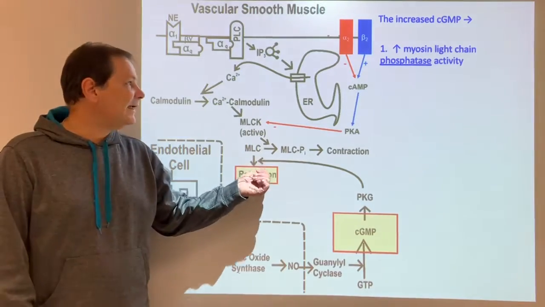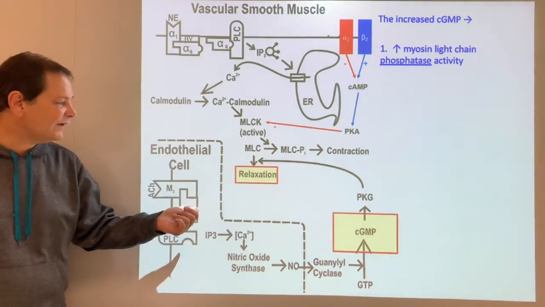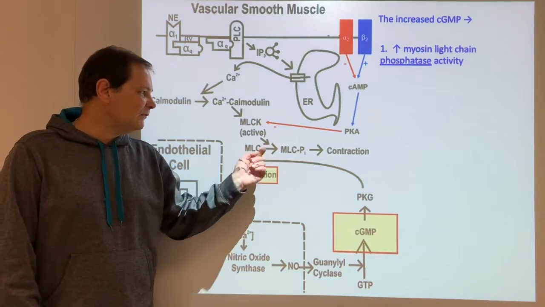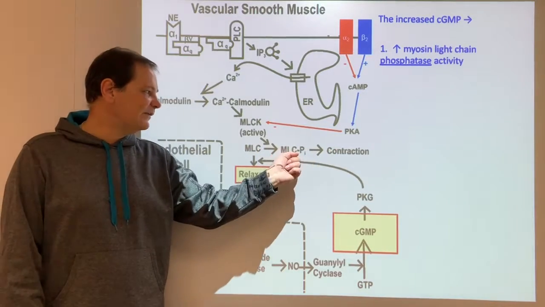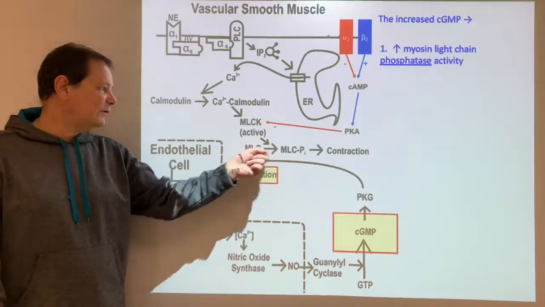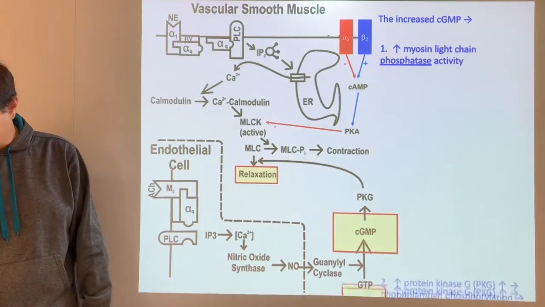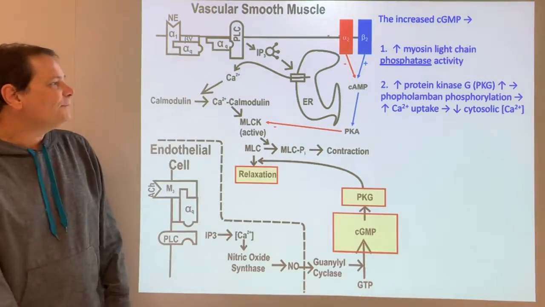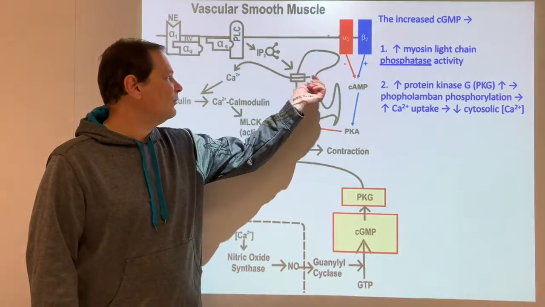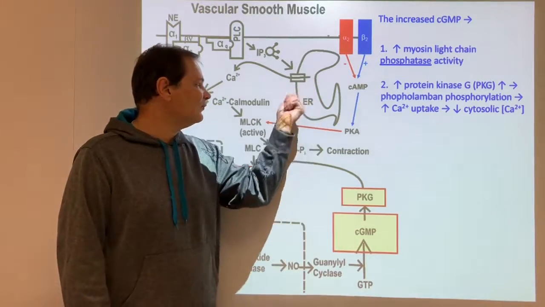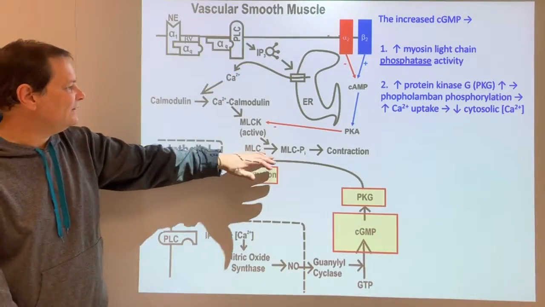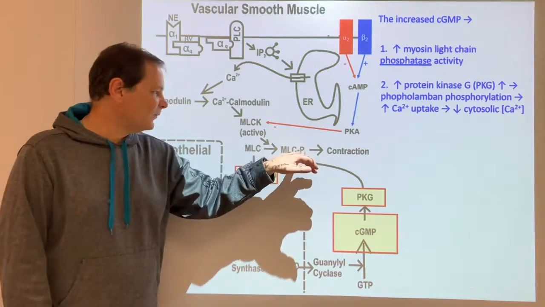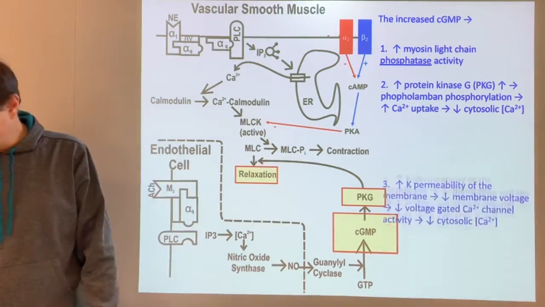The first one indicated here: you increase myosin light chain phosphatase activity. That cleaves off phosphate from myosin light chain, and you get relaxation. Remember, contraction of smooth muscle takes place when myosin light chain is phosphorylated. So you cleave that phosphate off and you get relaxation, the opposite. You can also activate protein kinase G. This will cause phospholamban phosphorylation. You'll get more calcium uptake into the ER. That'll drop cytosolic calcium. That will lead to less activation of myosin light chain kinase, less phosphorylated myosin light chain, and relaxation.